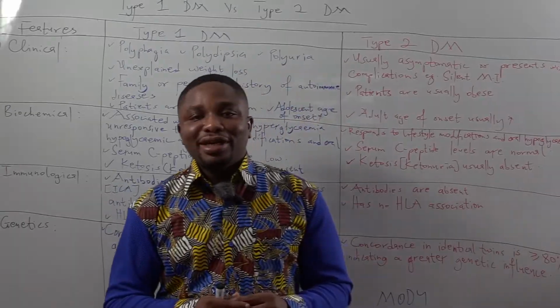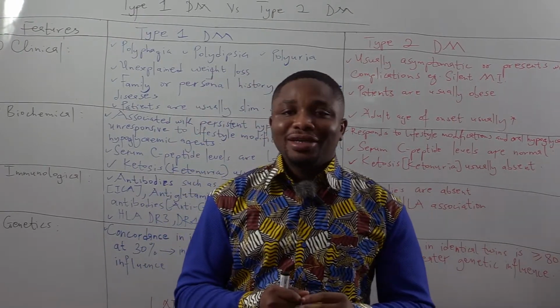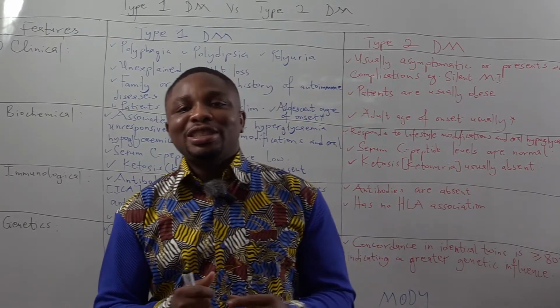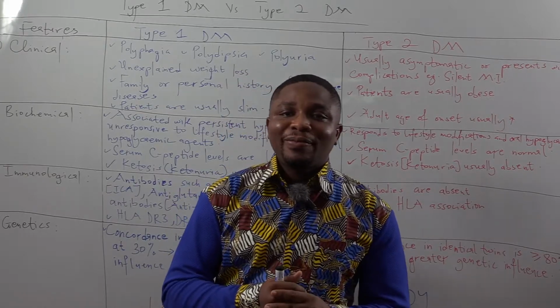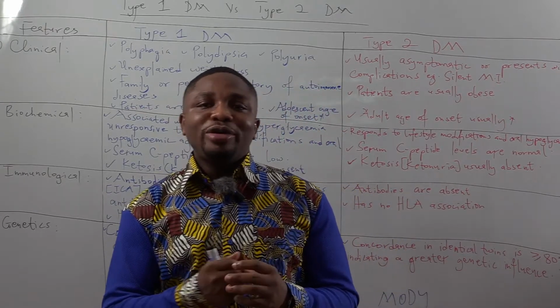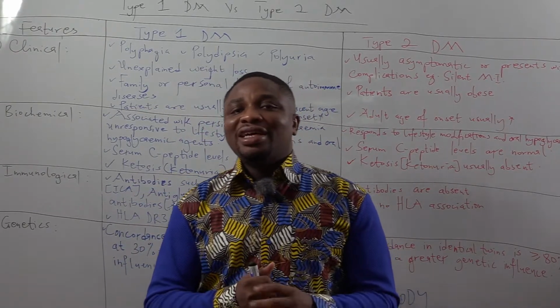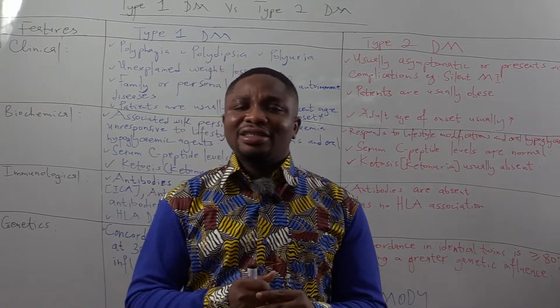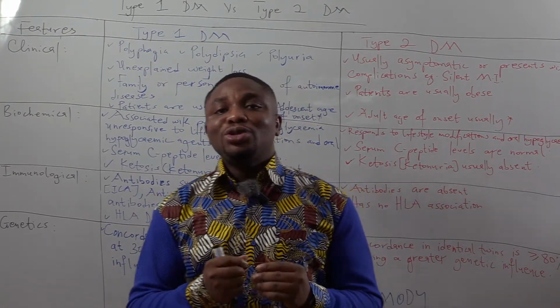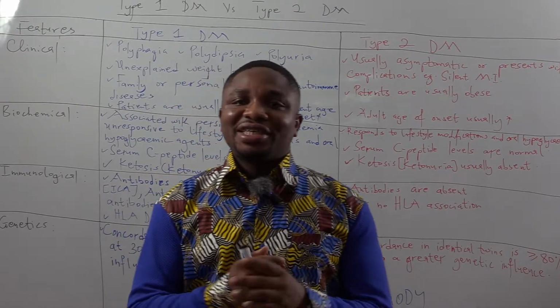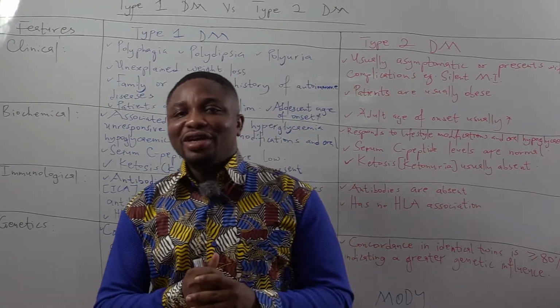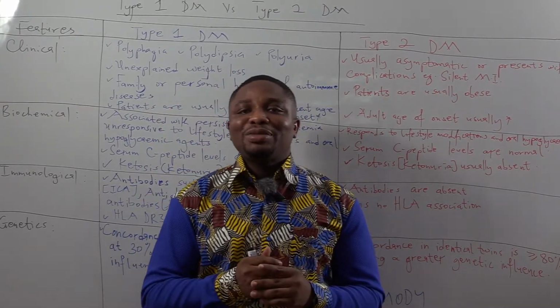Type 1 diabetes mellitus is defined as a clinical condition characterized by chronic hyperglycemia resulting from autoimmune destruction of the beta cells of the islet of Langerhans, leading to an absolute insulin deficiency. That will make it for a type 1 diabetes mellitus.